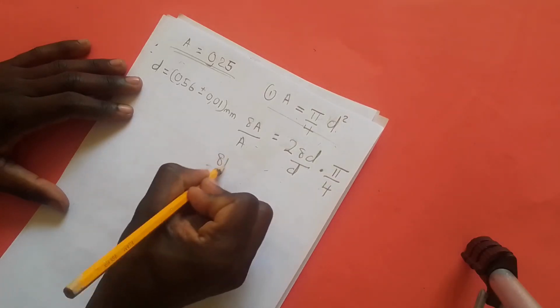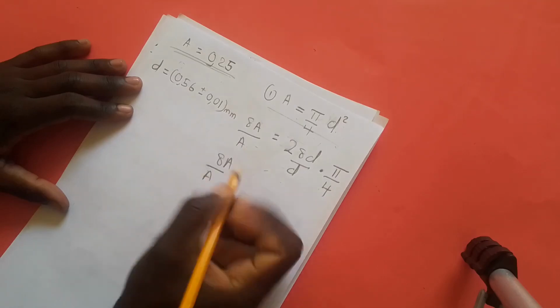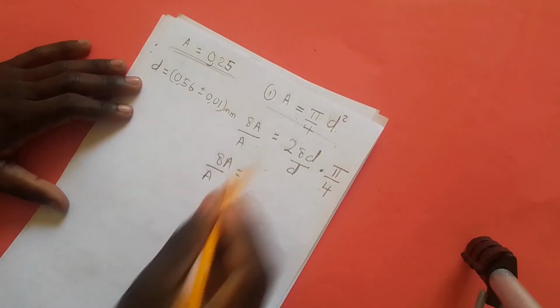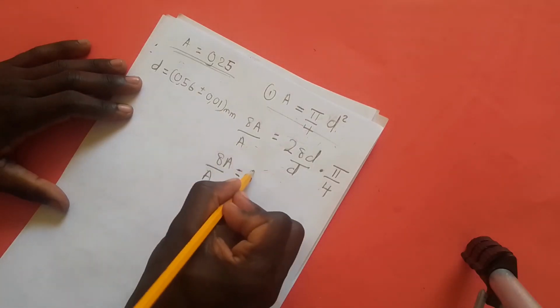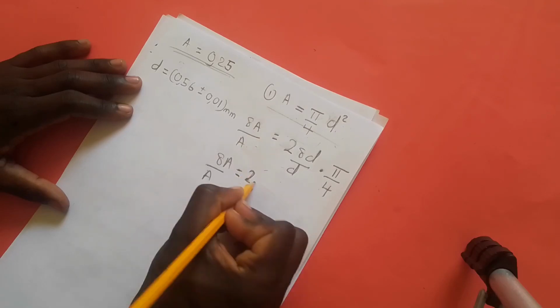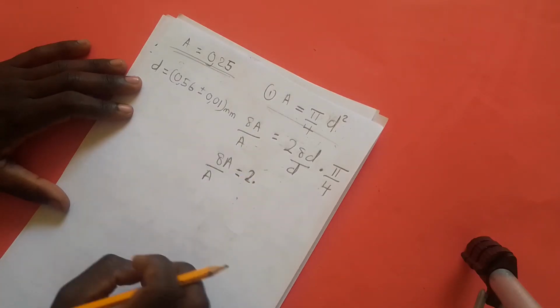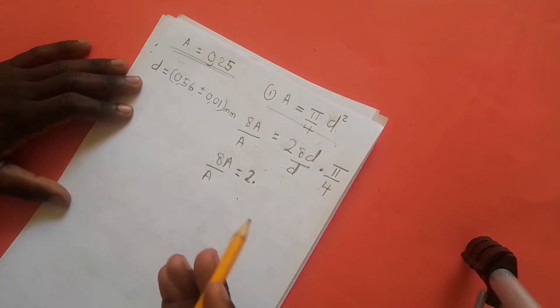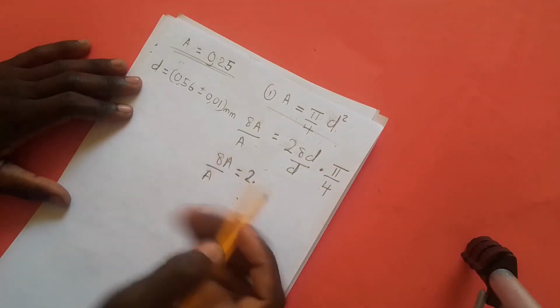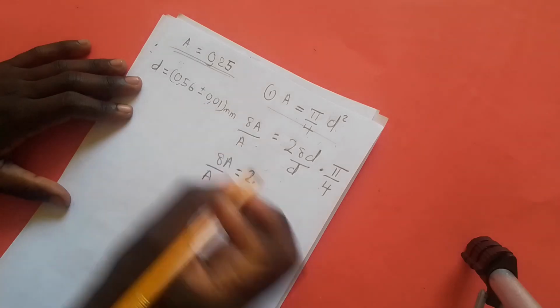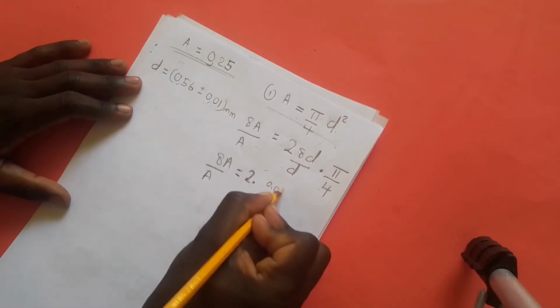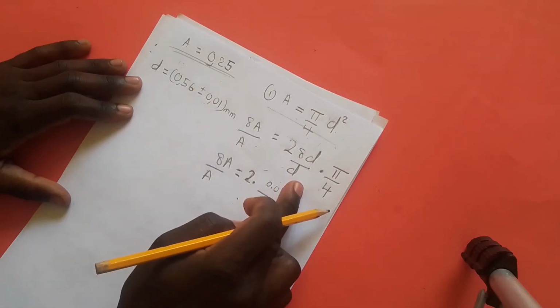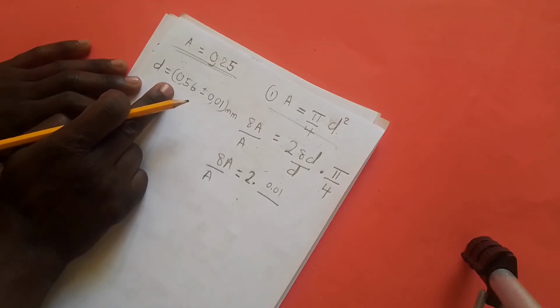So the absolute error in A over A is equal to 2 times, dot means times, okay? 2 times the absolute error in D over D. What is the absolute error in D? The absolute error in D is 0.01 millimeters. So 0.01 millimeters over D. What is D? D is equal to 0.56.